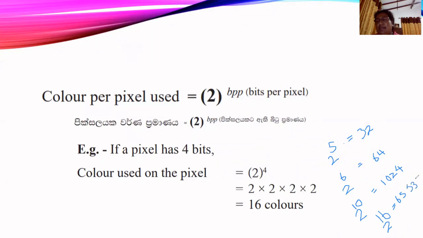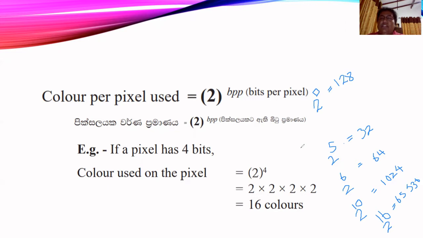65,536 colors, right? Okay. Now, if I ask another one, if there are 128 colors in a pixel, can you tell me how many bits are included in that pixel? 7 bits. Yes, very good, Viduni. It's 7, right?